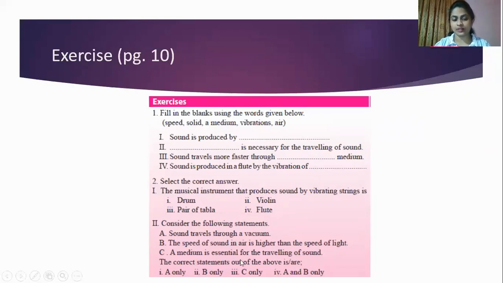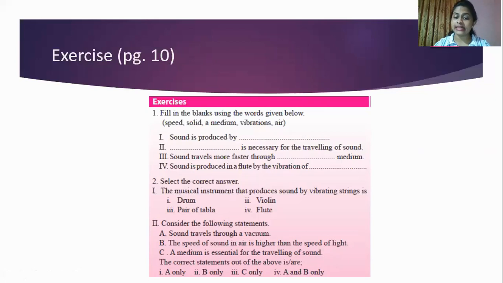We'll go to the next part of the question. Consider the following statements. You have to select the correct statements out of the three given there. First one, sound travels through a vacuum. Now that is not true, right? We got to know from an experiment where we used a bell jar and an electric bell that sound cannot be propagated in a vacuum. A medium is necessary, so that is wrong.